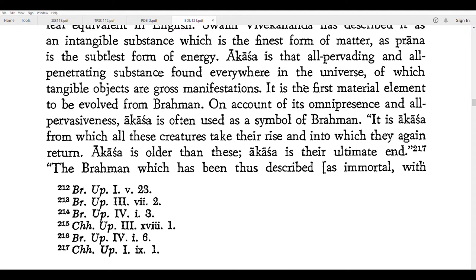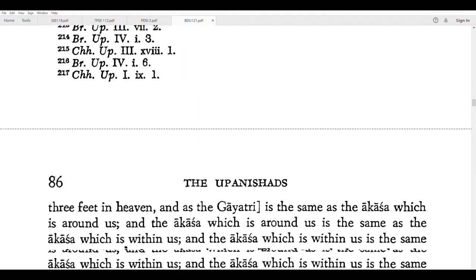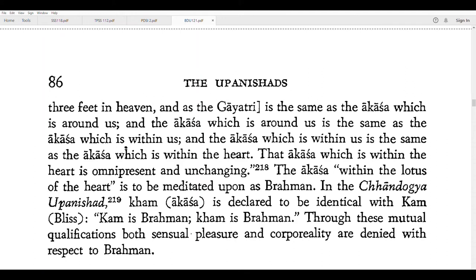The Brahma, which has been thus described as immortal, with three feet in heaven, and as the Gayatri, is the same as the Akasa which is around us, and the Akasa which is around us is the same as the Akasa which is within us, and the Akasa which is within us is the same as the Akasa which is within the heart. That Akasa which is within the heart is omnipresent and unchanging. The Akasa within the lotus of the heart is to be meditated upon as Brahma.